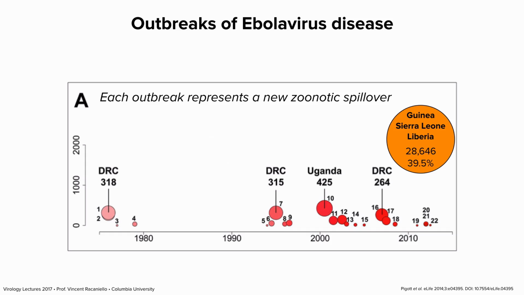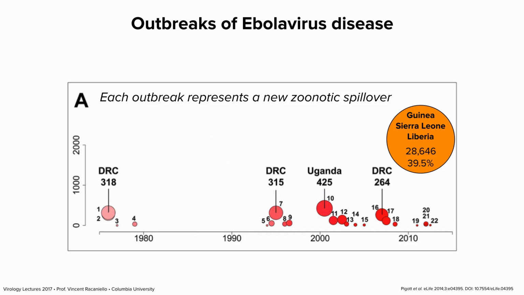These are the number of cases on the y-axis, and then we have the year on the bottom. You can see the DRC, Sudan outbreaks, and then there were a couple of others subsequently of fewer cases, fewer than the 300 here. The size of the circle tells you how many people were infected. Then there was a long period with no reported Ebola infections anywhere.